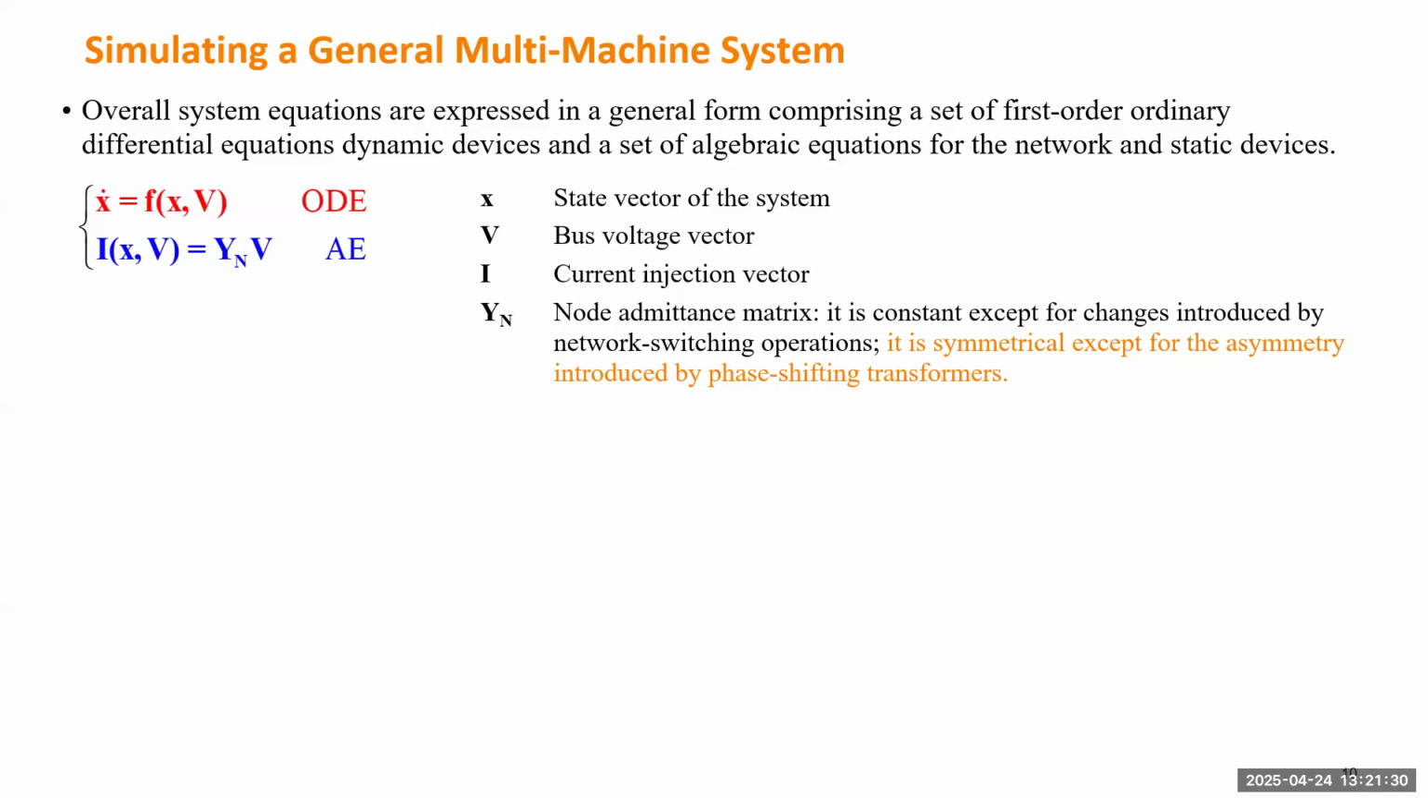Y_n is the node admittance matrix. V is the vector of all the bus voltages, and I is all the current injections from all the buses. So it can be considered as a nonlinear function of the state variable and the voltage vector.